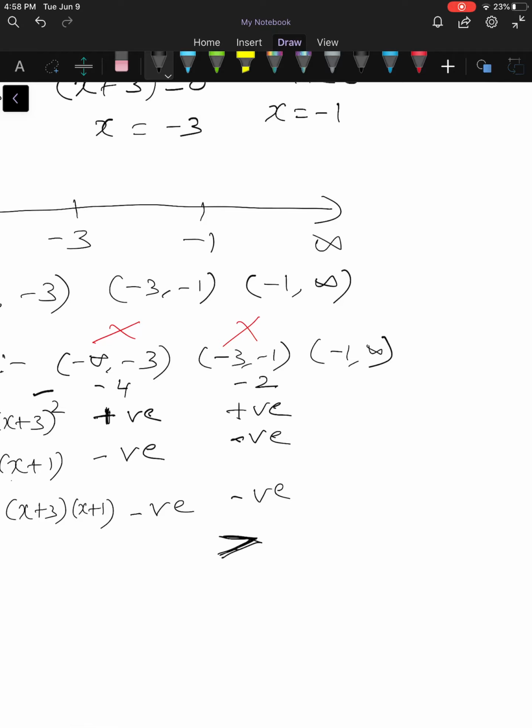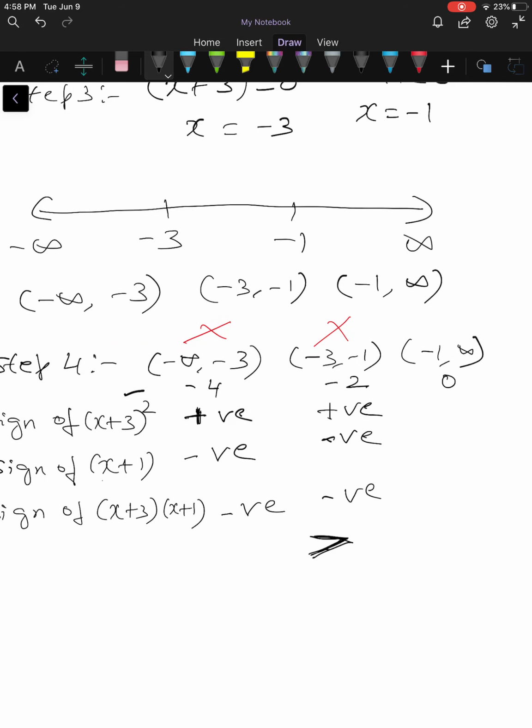So next, in between minus 1 and infinity, I will consider 0. Okay. So if I consider 0, 0 plus 3 would be 3. 3 squared is 9, that is positive. 0 plus 1 is 1, so that is positive. Positive times positive is positive. So this is greater than 0. I can be pretty sure that I have this interval that is satisfying the inequality.